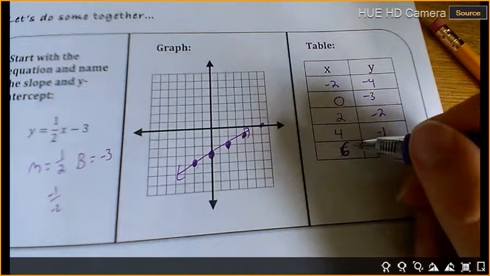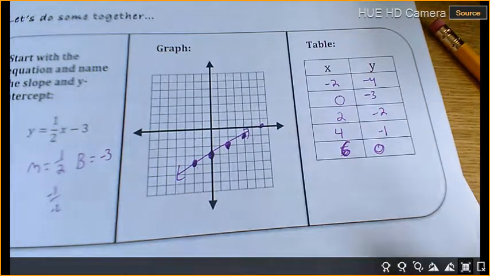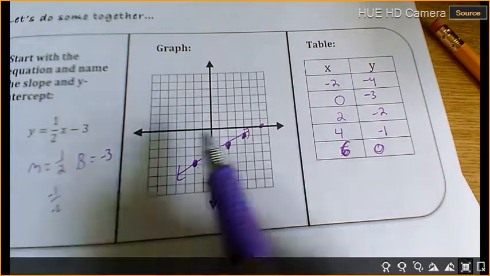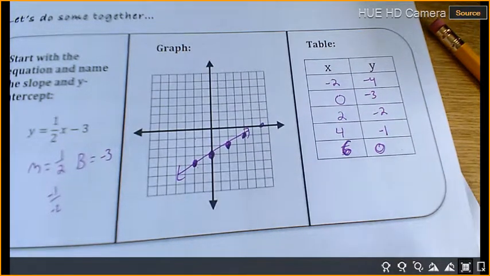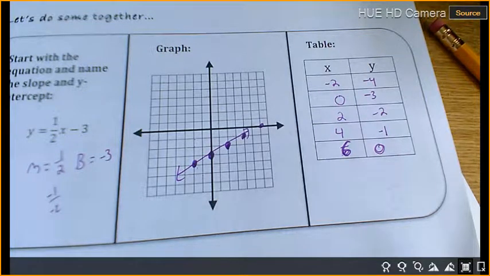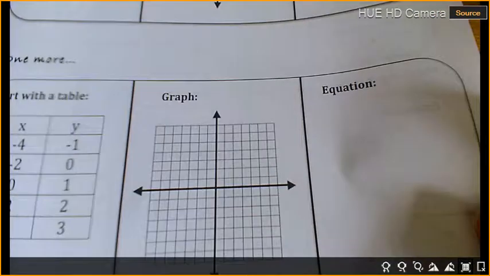When x is 5, y. When x is 6, y is 0. If it's 5, it's in between here. So it'd be a fraction, yeah. 5 halves minus 3 would be -0.5. All right, one more.